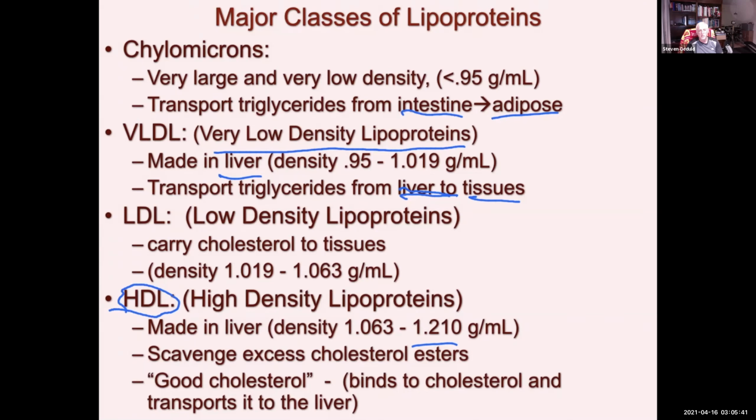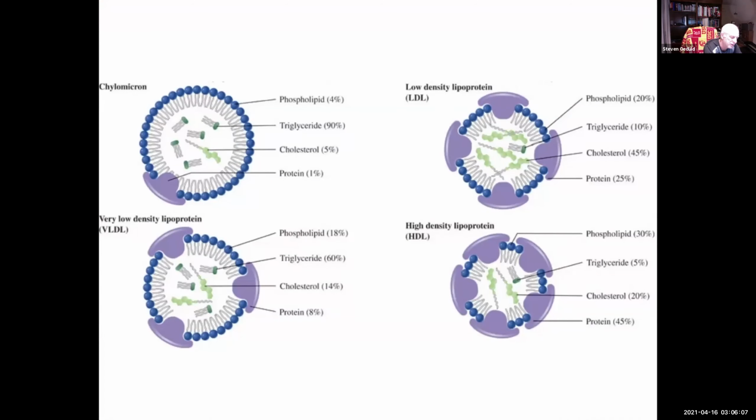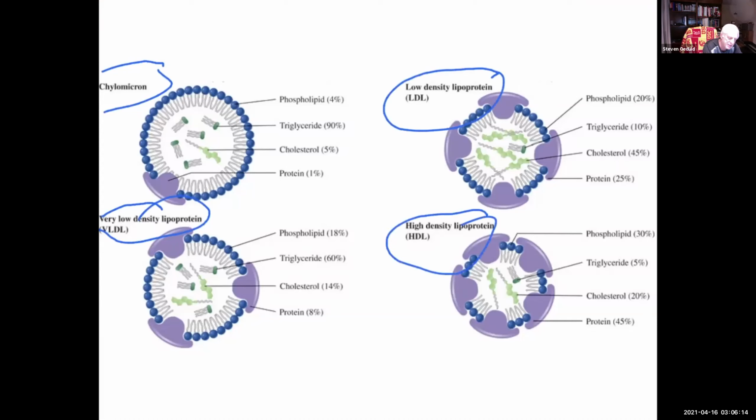So chylomicrons go from the intestines to adipose cells. Very low density lipoproteins go from the liver to other tissues. LDL does the same thing. It carries cholesterol to different tissues. And HDL, the high density lipoproteins, are your good cholesterol that binds cholesterol in the blood and transfers it back into the liver. Okay, and this is what they look like. These are your chylomicrons. These are your VLDL, very low density lipoproteins, low density lipoproteins, and high density lipoproteins.